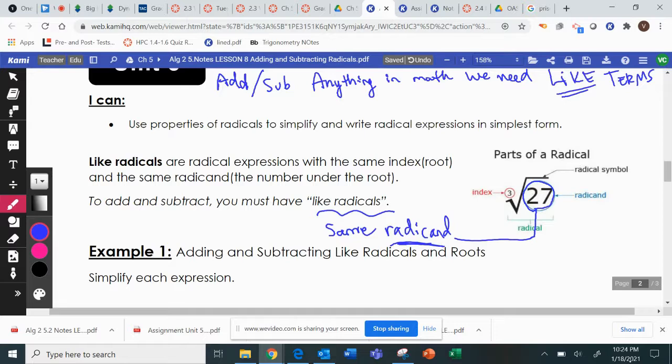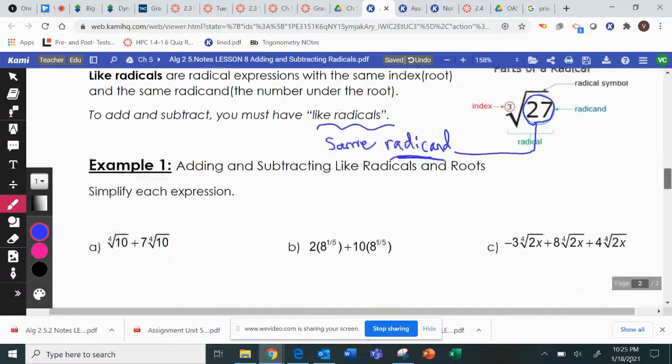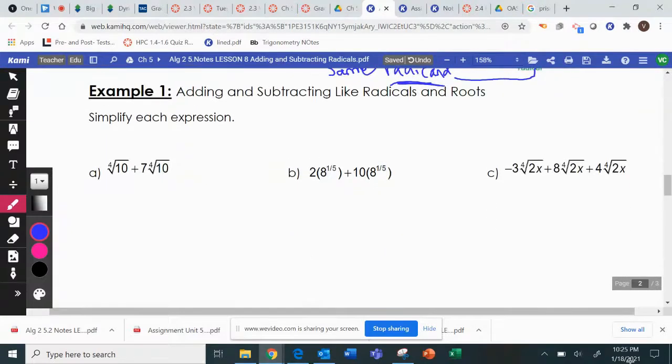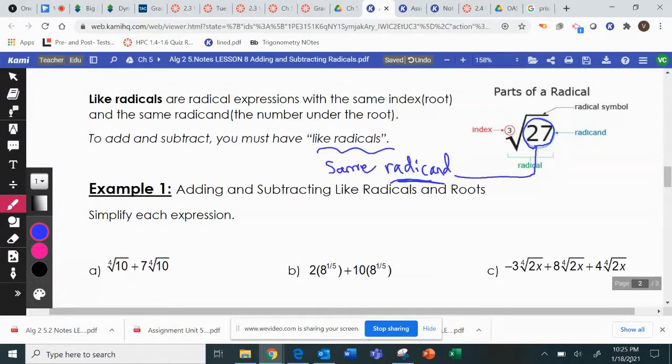That is the thing underneath the square root. So we would need the same radicand to be able to add radicals, to add square roots or whatever root. So I guess I should say same radicand and same index number, which is the same root. So we've got to add this part the same as well.